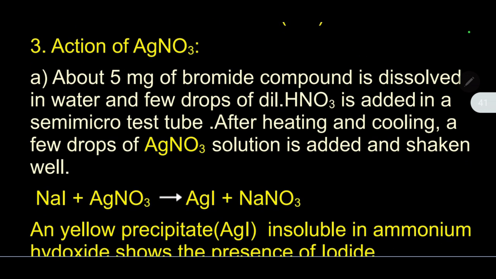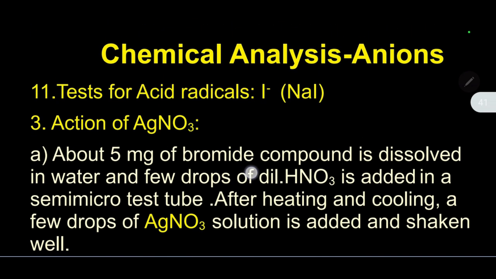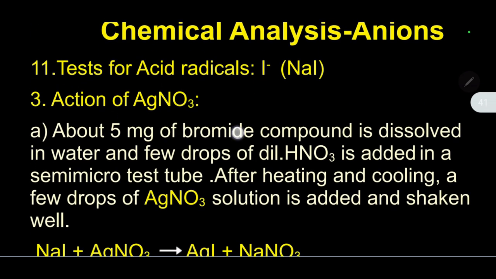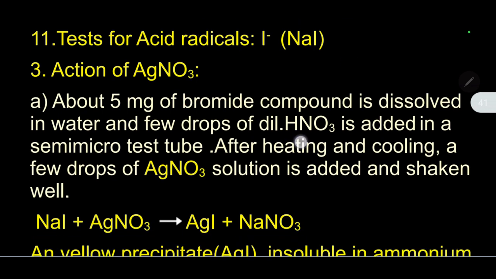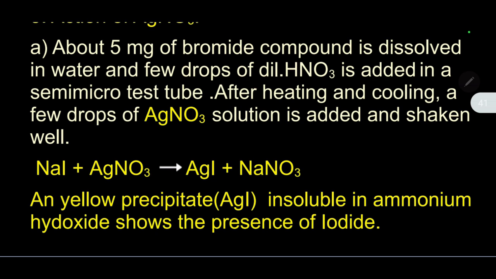Here about 5 milligrams of iodide compound is dissolved in water and a few drops of dilute nitric acid is added in a semi-micro test tube. After heating and cooling, a few drops of silver nitrate solution is added and is shaken well.